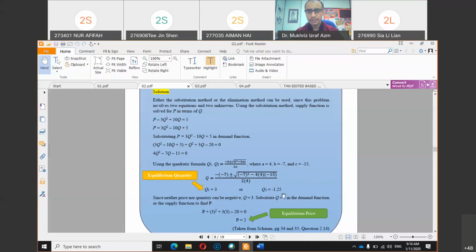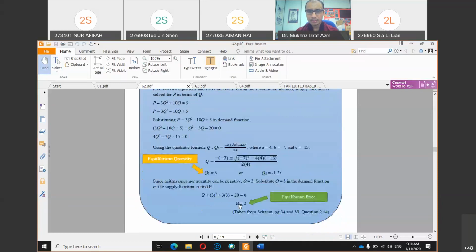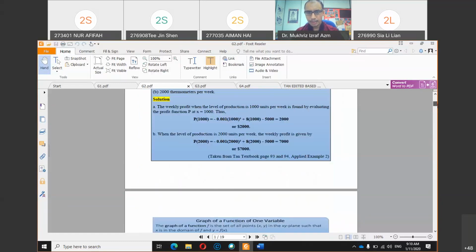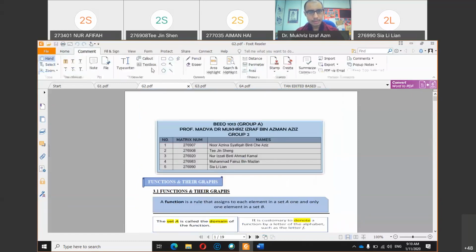So you get two solutions, one negative, one positive. Of course, you're going to use the positive one and substitute this Q equals 3 into either the demand or supply, because you're going to get the same answer, P equals 2. Okay, so thank you. I will just note here on this.